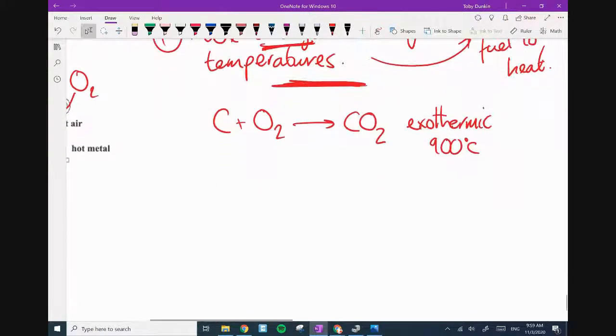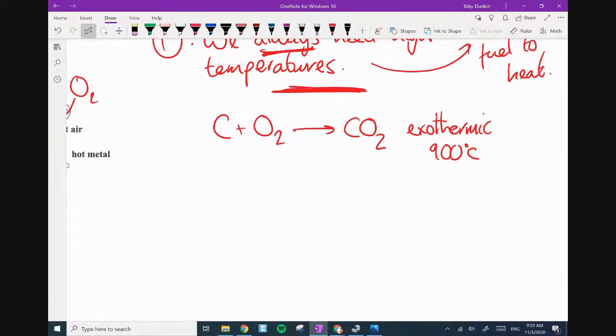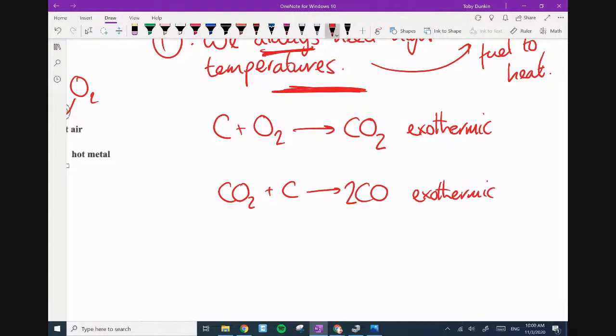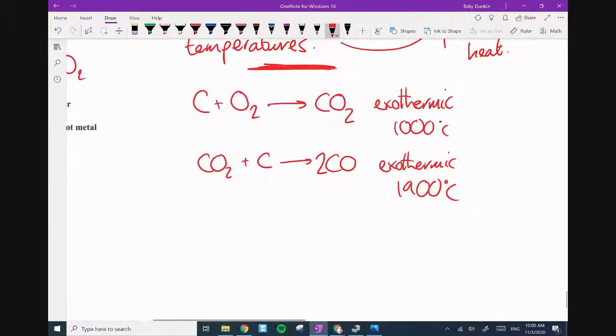Now, what also happens, and this is the weird bit, the carbon dioxide actually reacts with more carbon to produce carbon monoxide. And I'll balance that. There you go. Now, this is also exothermic. And this takes the temperature up to about, the first one takes it up to about 1,000. And then the second one takes us up to 1,900. Crazy hot. So 2 equations for the heat, and it's because they're burning. Yeah, these are combustion reactions.